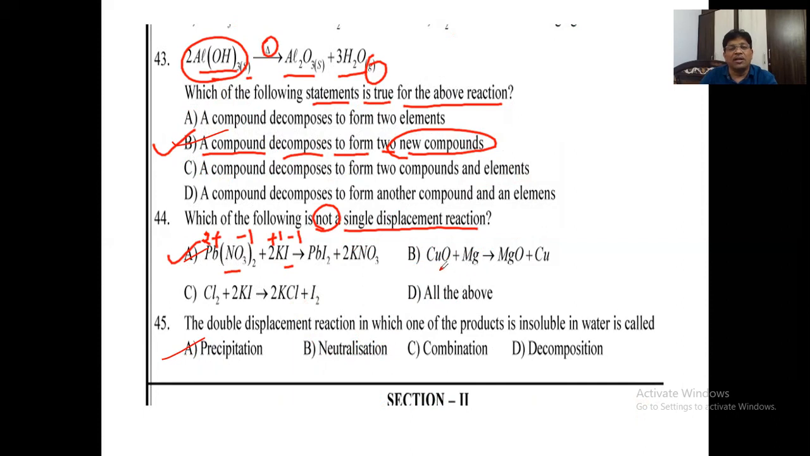In the remaining cases, here copper is displaced by magnesium, only one displacement. Here iodine is displaced by chlorine, only one displacement. But here there are 2 displacements.